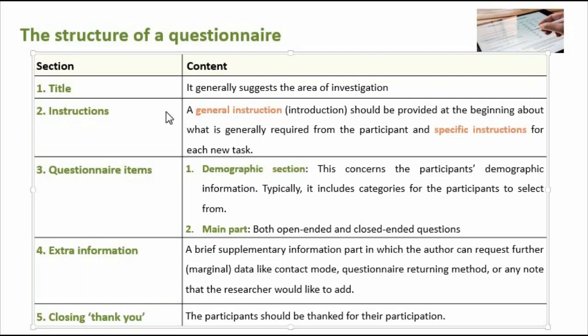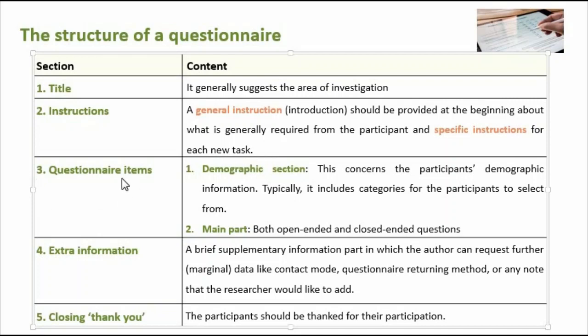The next type of instructions are specific instructions for each new task. Because the questionnaire has other sections, it is necessary to give an instruction for each section. The specific instructions should be clear enough and they should not allow multiple interpretations. For example, another point is that they should be expressed in a polite form.